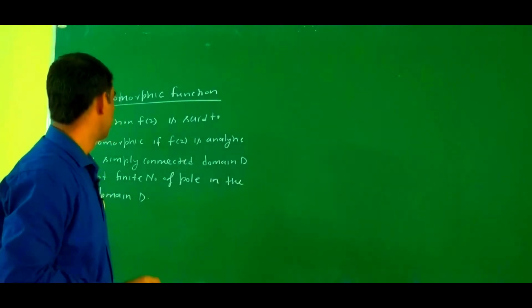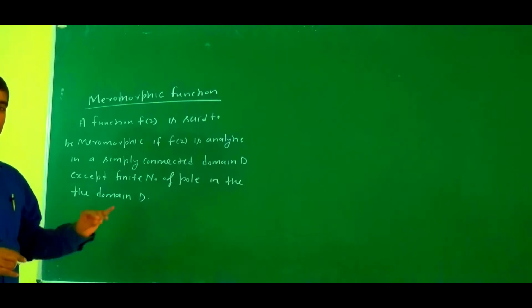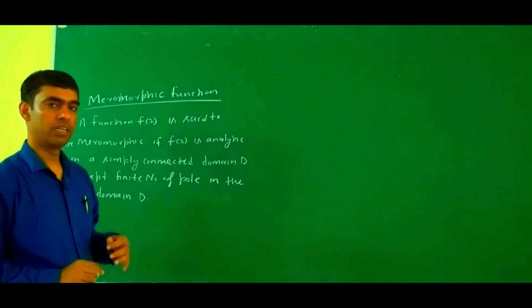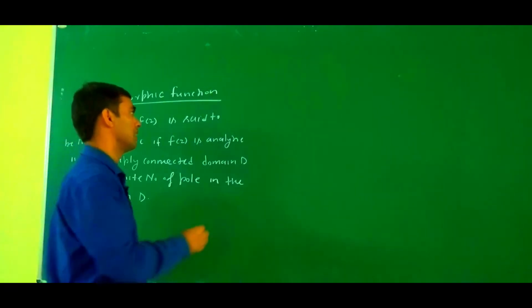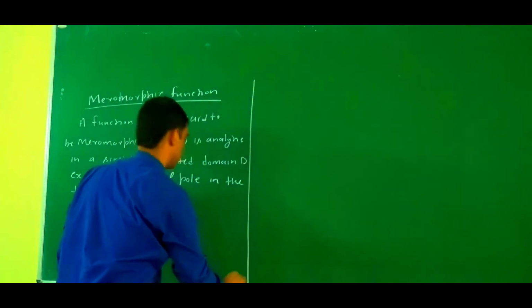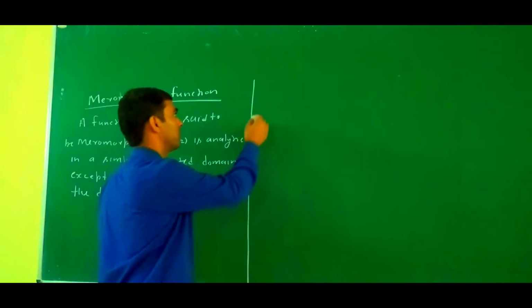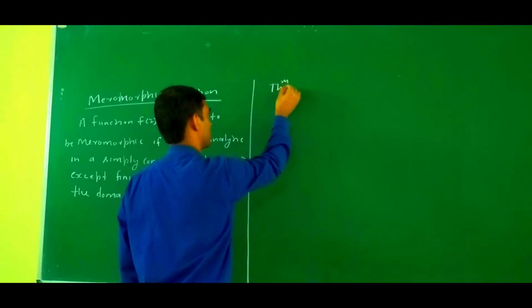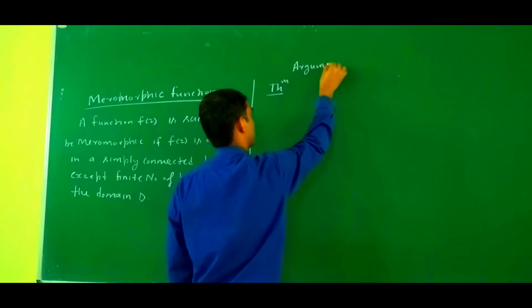So a meromorphic function means f(z) is analytic in a simply connected domain D, except at a finite number of points, which are singular points. The category of singular point is an isolated singular point, and that isolated singular point must be a pole, meaning a finite number of poles inside a simply connected domain. Based on this definition, there is one very important theorem. What is the theorem? This is also known as the argument principle.